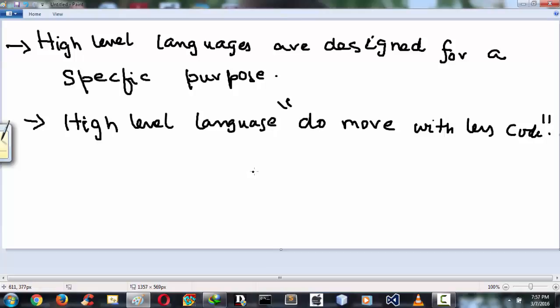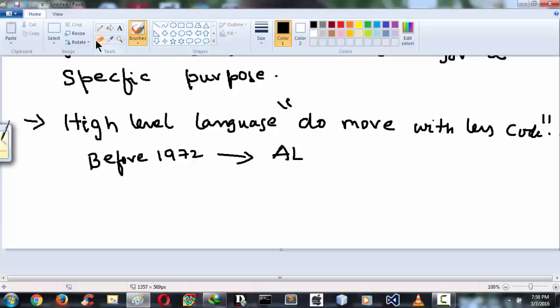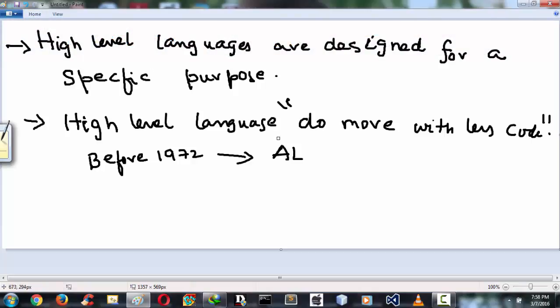If you want various examples of high level languages before 1972, I'm talking about before the birth of C, you can list them out here. Before 1972, the high level languages are like this. The first one is Fortran.